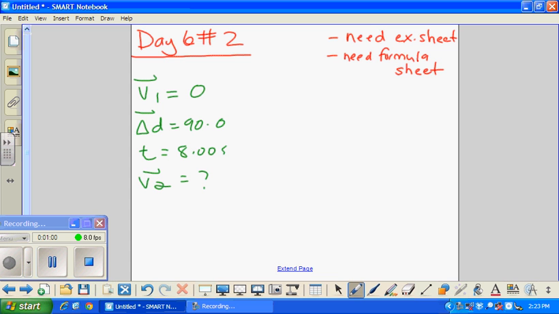In this case, like always, the key is to find the formula. We're not given acceleration. So when you look on your formula sheet, you should see that the very last formula has no mention of A. So look for formula number 5. It has no acceleration listed, so that's the one we're going to use.